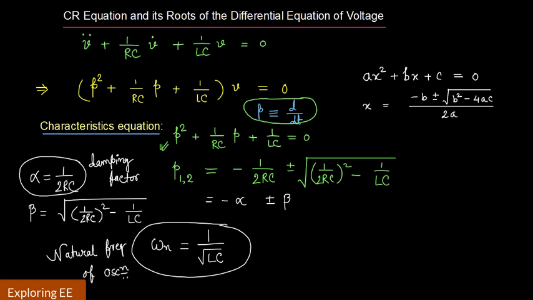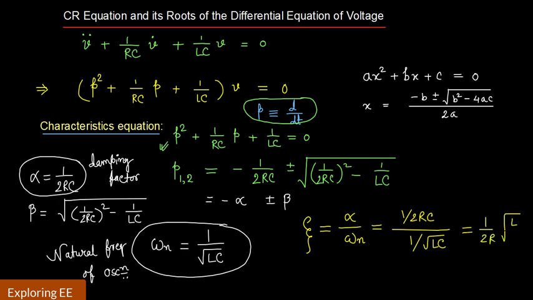The normalized damping factor or damping ratio is denoted by zeta. So zeta is the normalized damping factor or simply damping ratio. It is the ratio of the damping factor alpha and the natural frequency of oscillation omega n. If we put the values of alpha and omega n in terms of R, L and C, alpha is coming out to be 1/(2RC) and omega n is 1/√(LC). So zeta is coming out to be 1/(2R) times the square root of L/C.